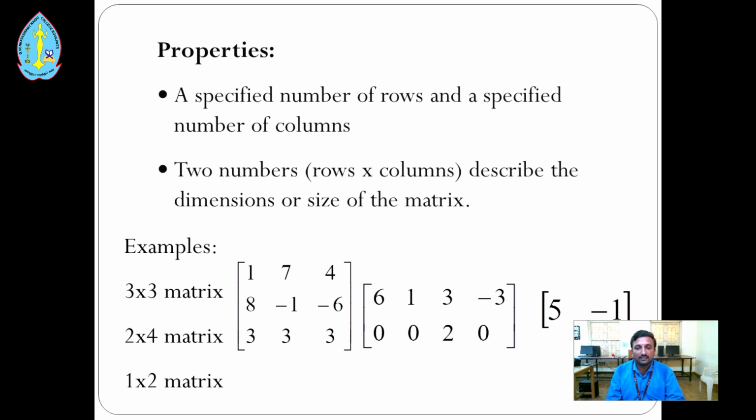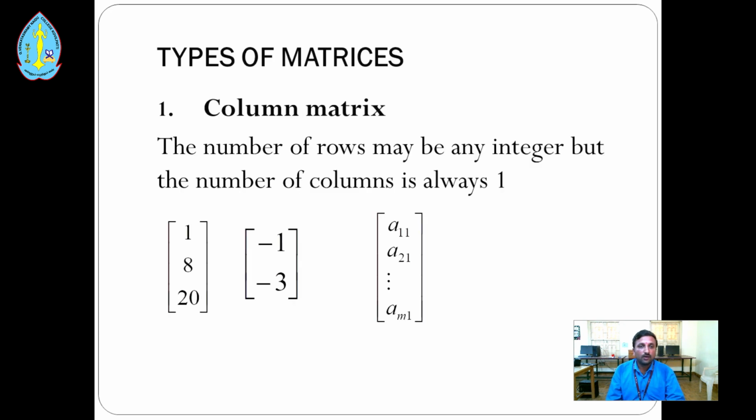And the second matrix contains 2 rows and 4 columns. That means 2 cross 4 matrix. And the third matrix contains 1 row and 2 columns. That means 1 cross 2 matrix. Okay. Next one, types of matrices.